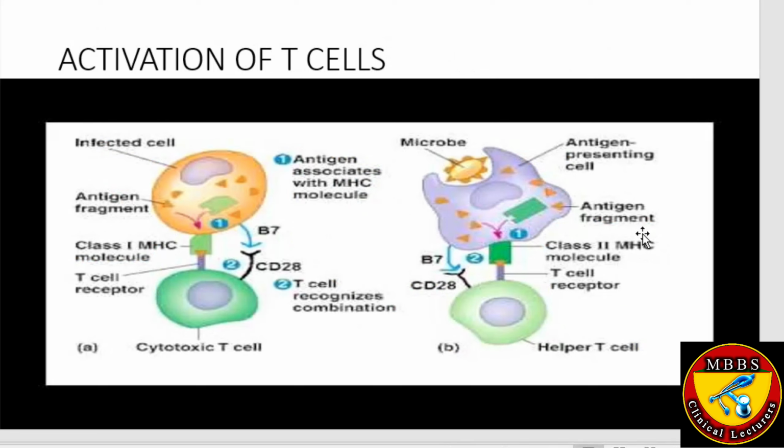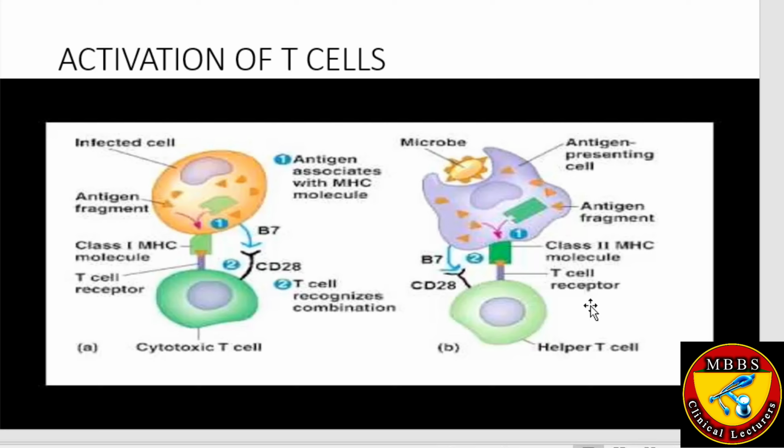Now come to the activation of the T cells, how the T cells become activated. Before discussing the activation of the T cells, we should know what the antigen presenting cells are. The dendritic cells, macrophages and the B cells are the most important antigen presenting cells. Now first, we will discuss the activation of helper T cells.